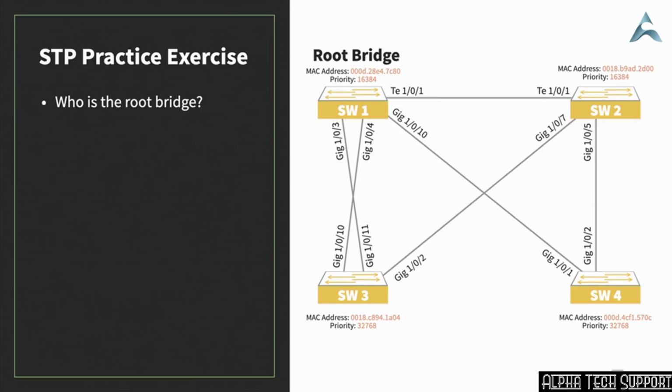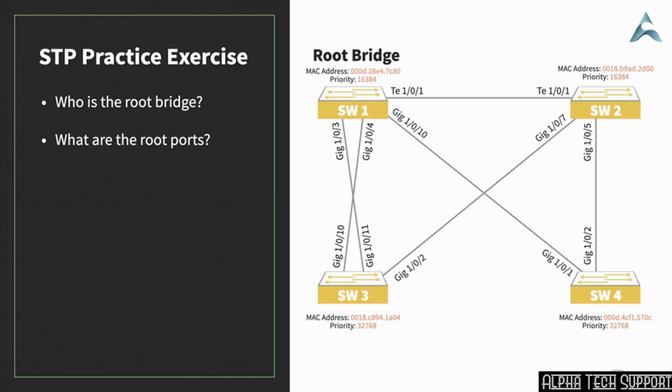But in this case, the root bridge is SW1. Notice that SW1 and SW2 have lower priorities than SW3 and SW4. Their priorities are 16384. So it's going to be either SW1 or SW2, but since the priorities are a tie between those two switches, we go with the lowest MAC address. SW1 begins with 000 as opposed to 001 on SW2. So SW1 has the lowest bridge ID, and it is our root bridge. Next, we ask who are the root ports. A root port is a port on a non-root bridge that's closest to the root in terms of cost.